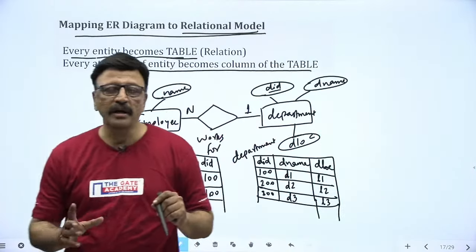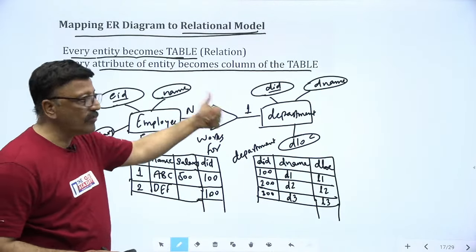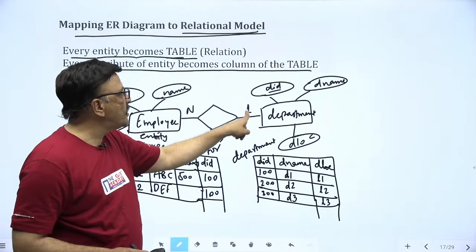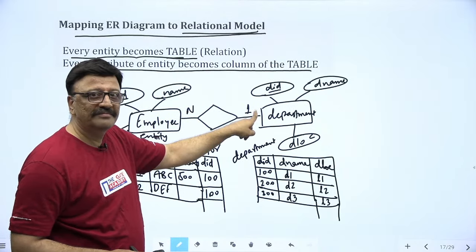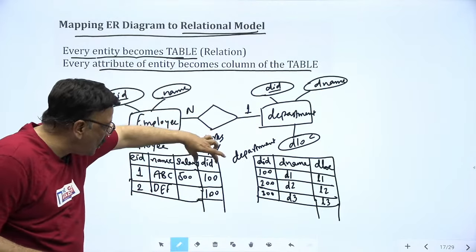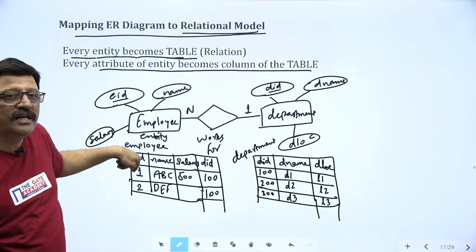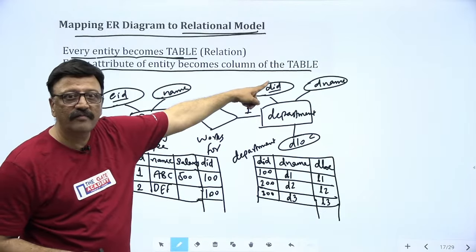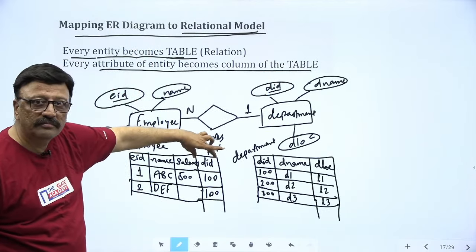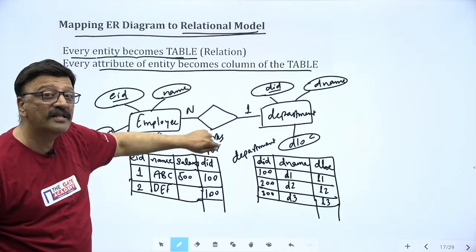Then make a rule here, a very simple rule. If you are mapping many to one or one to many, whatever the relation, then the key attribute of one side should be added as a column in the table of the many side. Who was the key attribute of one side? DID. DID is just added as one more column or attribute on the many side. This is called foreign key.